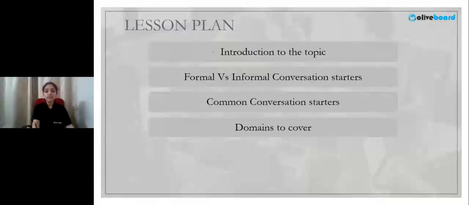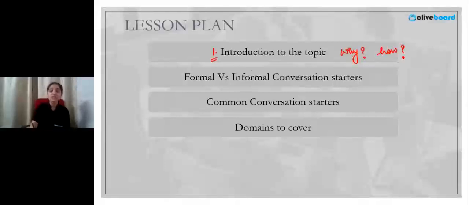What are the domains? What are the aspects that we are going to cover? The first point here says introduction to the topic. So first we are going to look at the topic in detail. The topic is how to start a conversation. So why starting a conversation is important, how you can start a conversation, and how it can work in your favor. This is what we are going to study in the introductory part of this lecture.